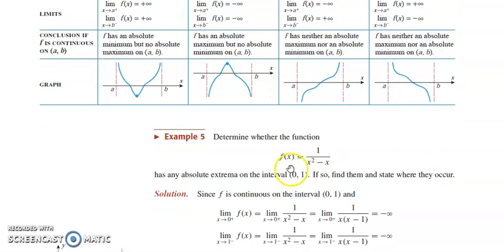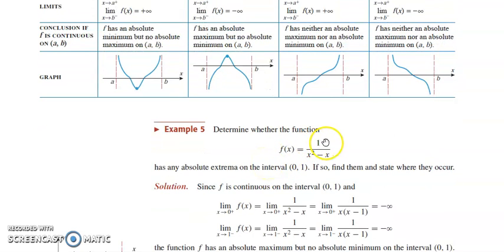So determine whether the function f of x equal to 1 by x square minus x has any absolute extrema on the interval 0 to 1. If so, find them and state where they occur. So here, first of all, you have an interval of the form open interval AB. So A is 0 and B is 1. So first what we'll do is we'll find the limits. So limit x tends to 0 plus f of x and limit x tends to 1 minus f of x. So evaluate both the limits.